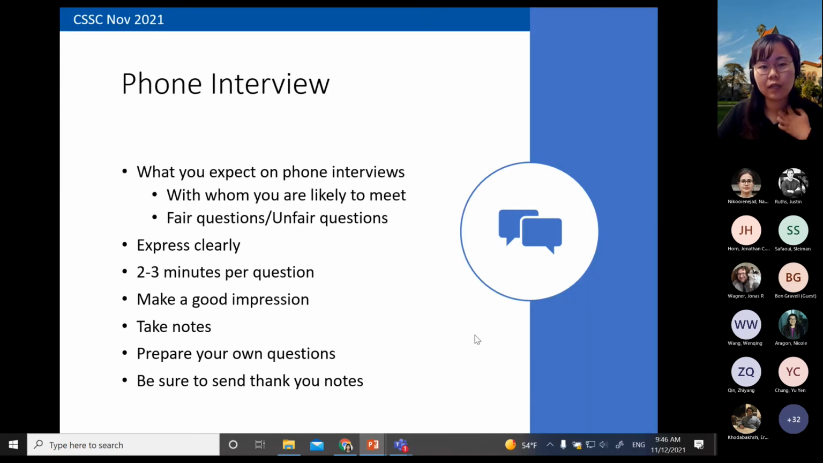Okay, so then after your application materials are picked, there will be a short phone interview, usually 15 to 20 minutes, and then they will usually come up with 5 to 7 questions. And what you expect on the phone interview, so before the phone interview, you have to know with whom you're likely to meet. The search committee members are the first line of people that you are dealing with. And then there are some fair questions in the question set, and I can send it later.